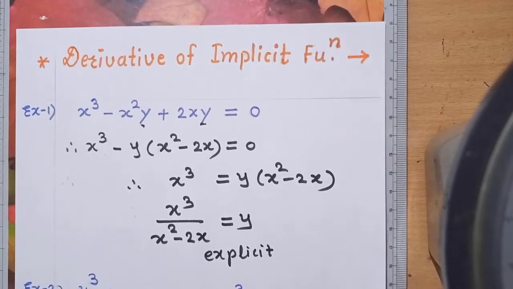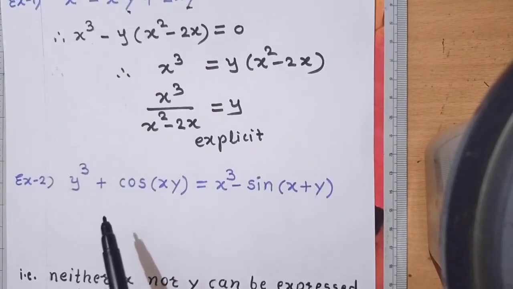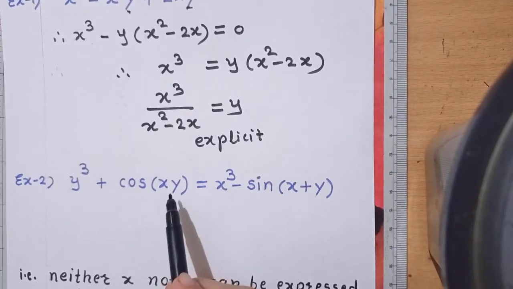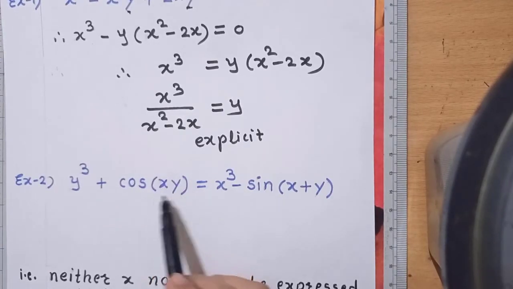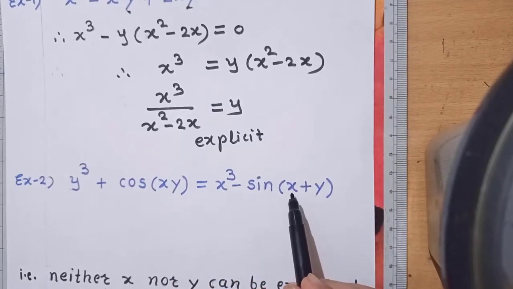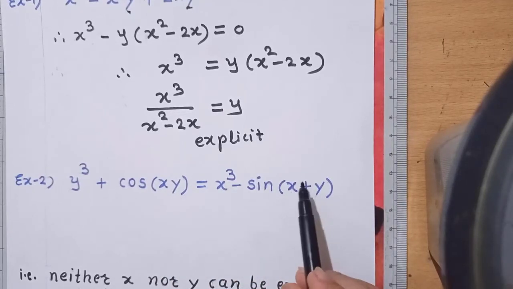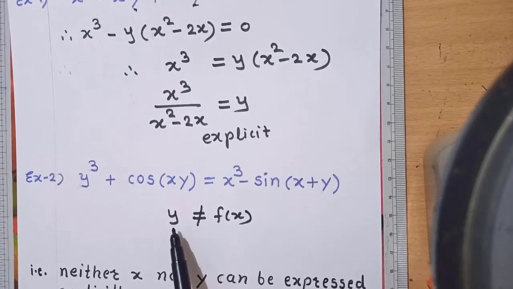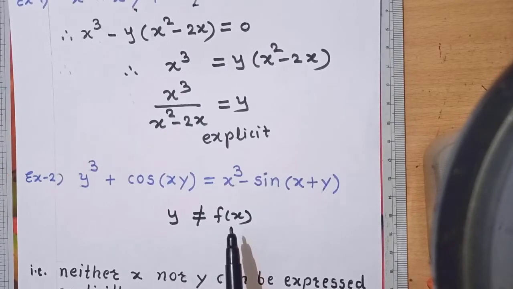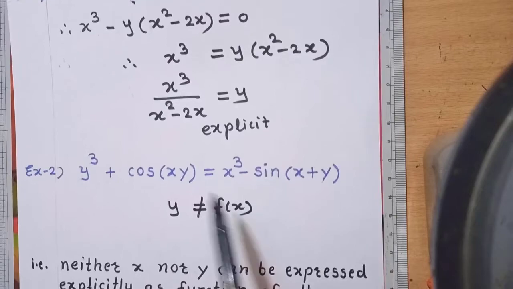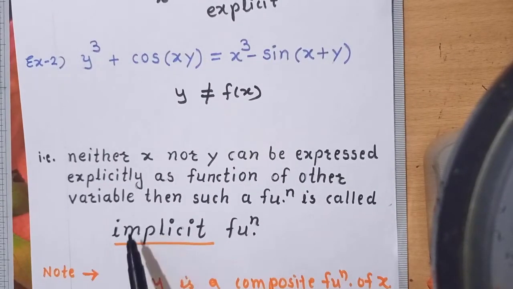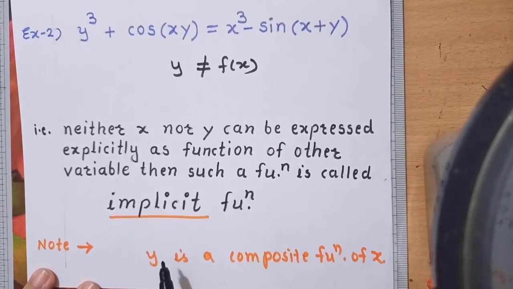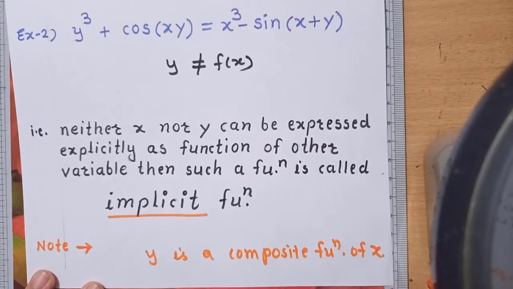Now let's check the second example. Though this equation is in variables x and y, we cannot separate x and y because here xy is an angle, here also x plus y is an angle, so we cannot separate x and y. Therefore we cannot express y as a function of x or x as a function of y. Such functions are called implicit functions. And one note is there, we have to consider this y as a composite function of x.